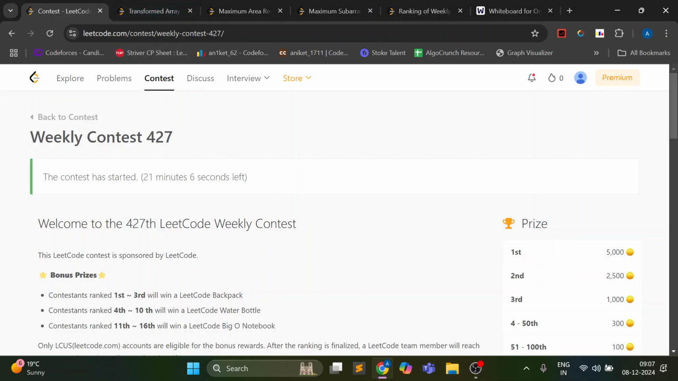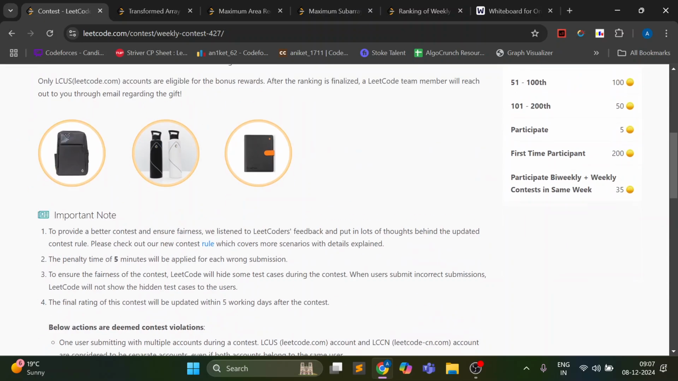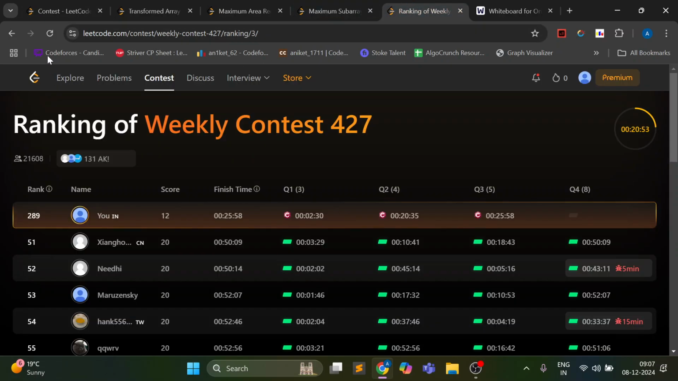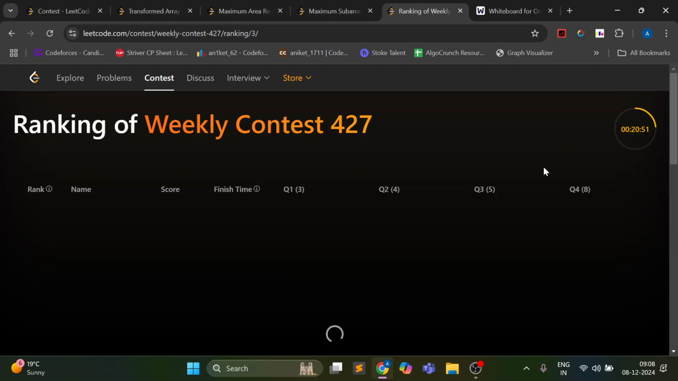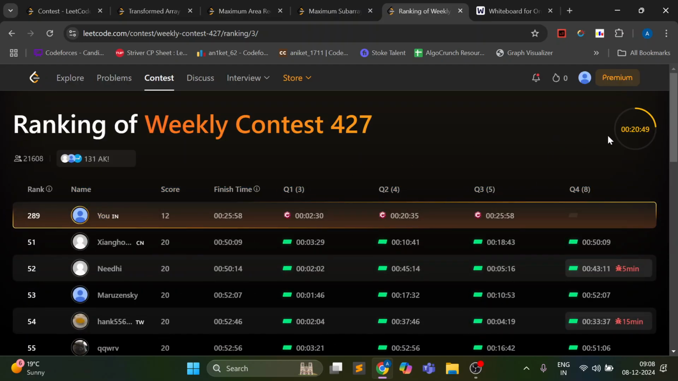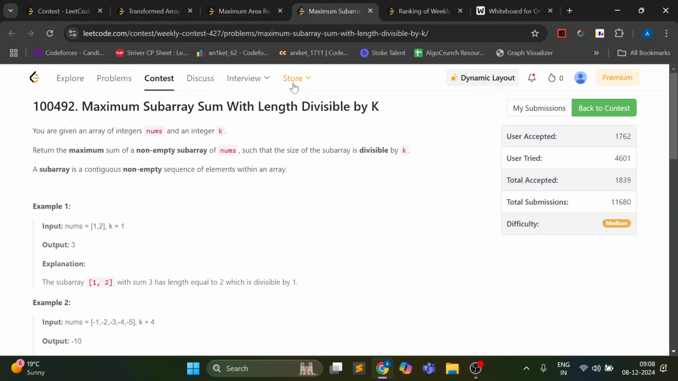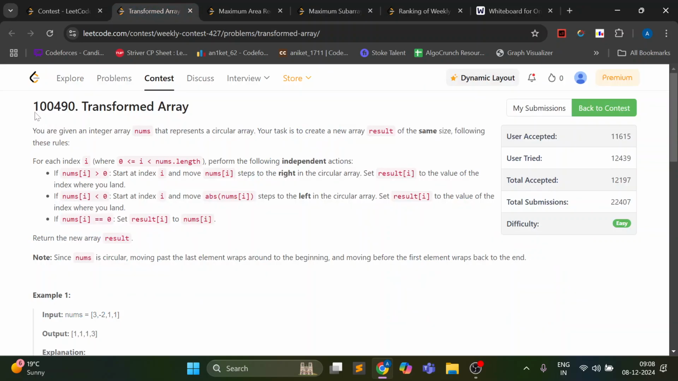So today we'll discuss the editorial for weekly contest 427, and I was able to solve only the first three problems. I tried the fourth one but couldn't crack it, and my rank till now is 289. It might move up to 350, I think, but yeah. Let's start with the editorial.